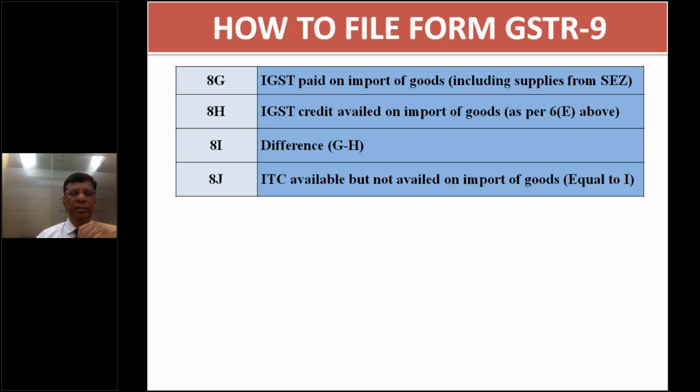8G talks about IGST paid on import of goods. 8H talks about IGST credit availed on import of goods. And 8I is talking of the difference. And 8J is talking about ITC available but not availed on imports, of course.